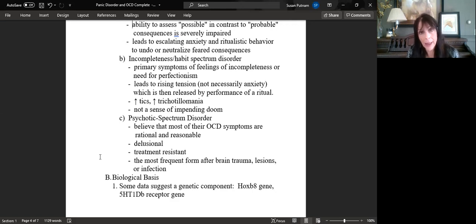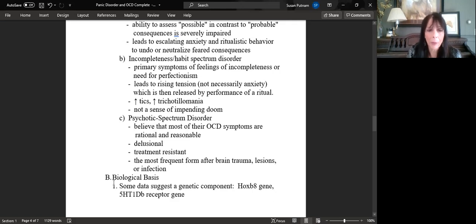And at the end of this lecture, I'm going to open a reading that I gave to you and look at some of these particular cases. I also provided a link right at the bottom of this outline, so it's easily accessible and you can go on and look at it some more. This type is the most frequent form after somebody has suffered brain trauma, lesions in the brain, or an infection that infiltrates the brain.